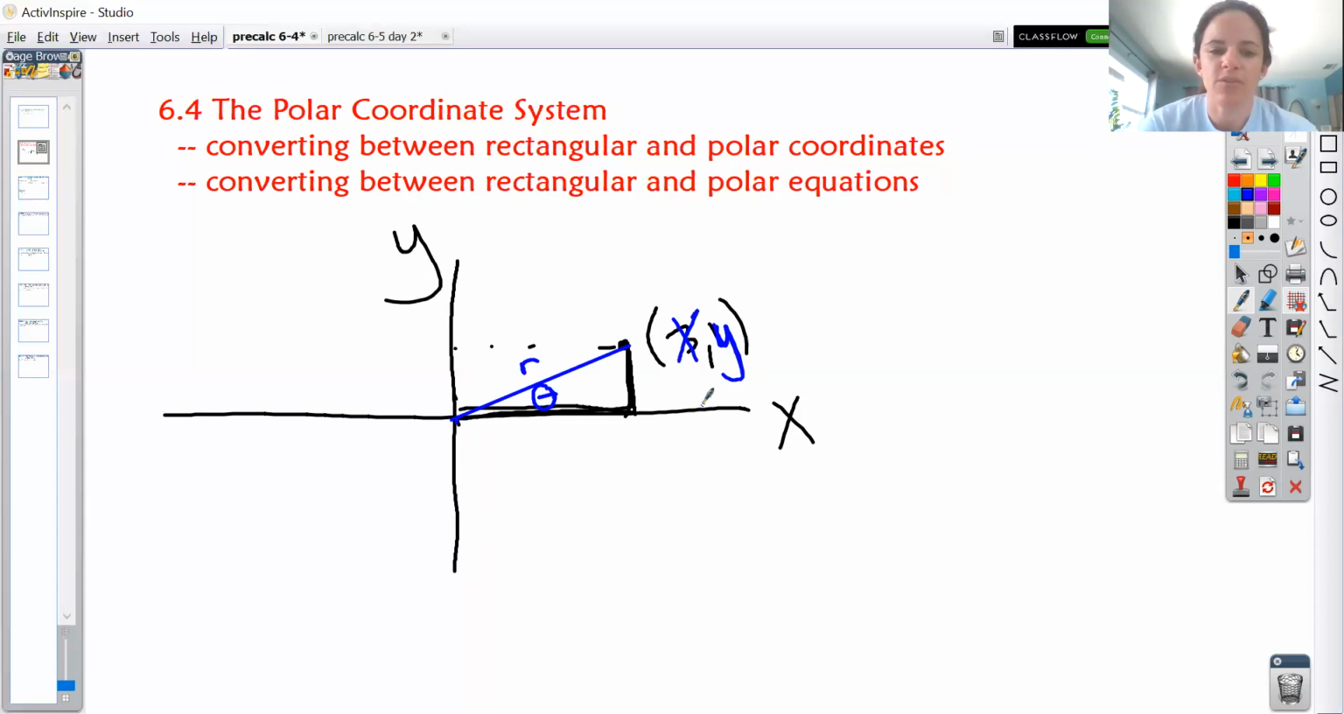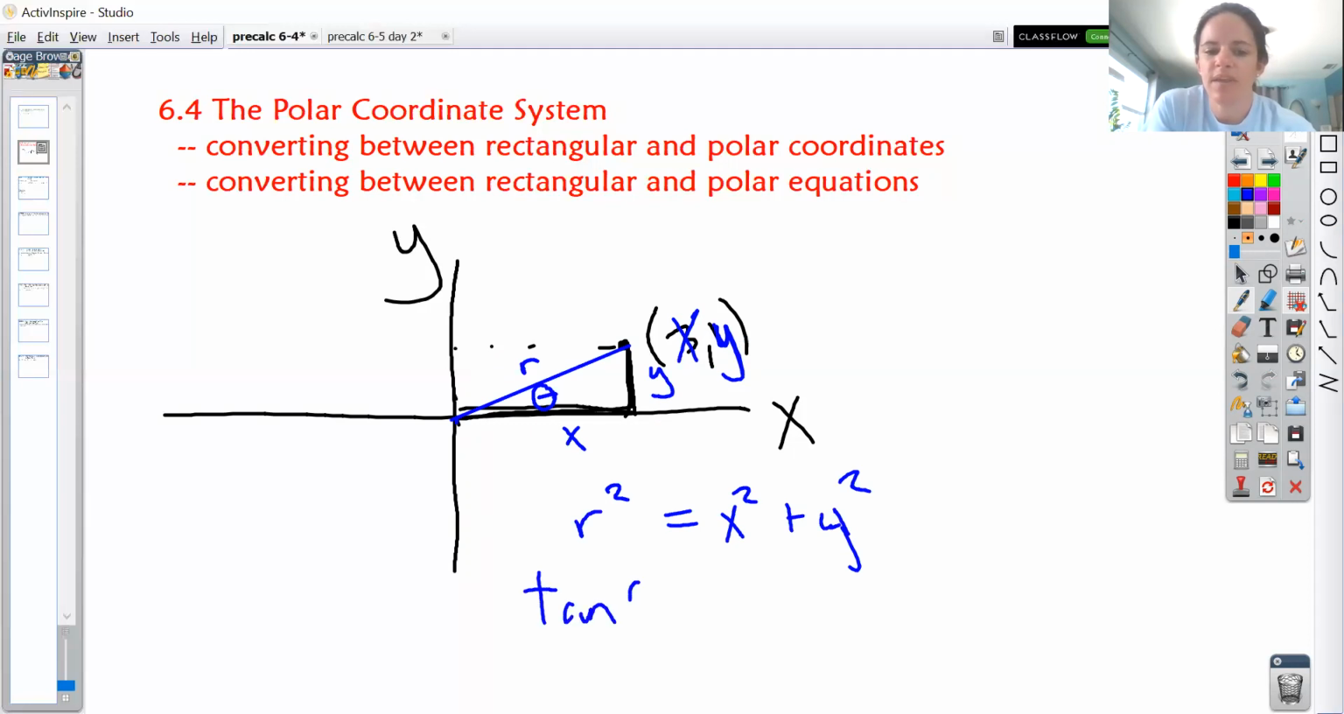You can see from trig that if here's the x coordinate and here's the y coordinate, that we can get r, because we know that r squared equals x squared plus y squared. And we know that the tangent of theta is y over x. These should be on your paper plate already, and so feel free to use that. That would be how we can find r and theta if we have x and y.